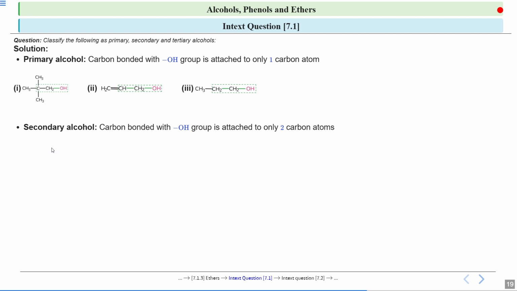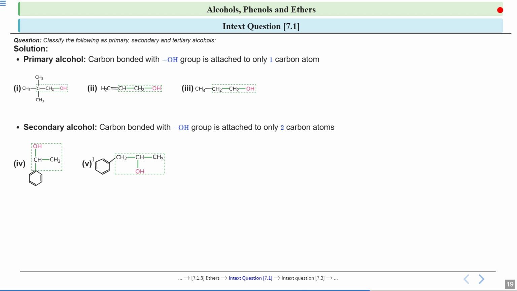Now, secondary alcohol. A secondary alcohol is where the carbon atom bonded with the hydroxyl group is attached to only two other carbon atoms. The fourth structure has a benzene ring attached to CHOH-CH3. The hydroxyl group is attached to this carbon, and this carbon is attached to two other carbons. One is this methyl group carbon and the other is a carbon of this benzene ring. So this is a secondary alcohol.